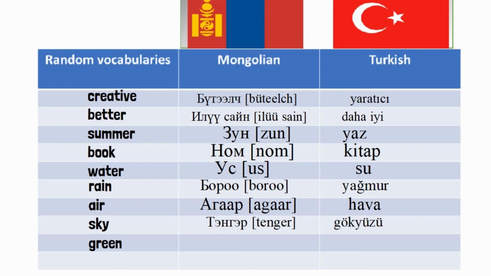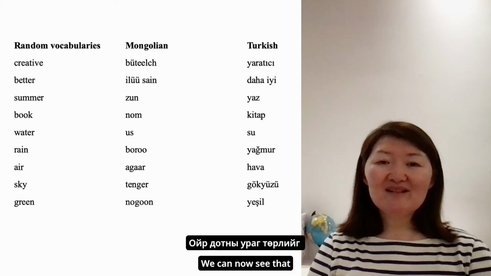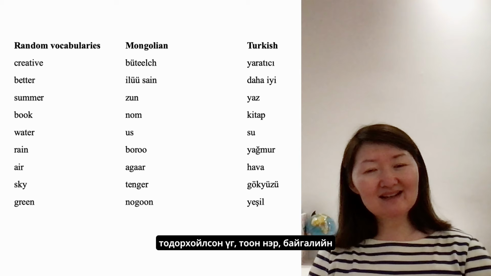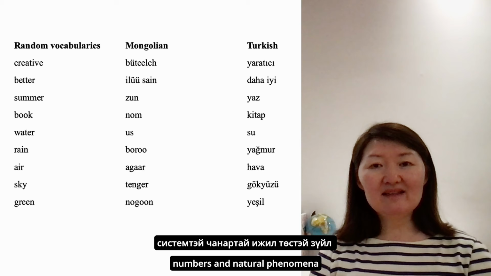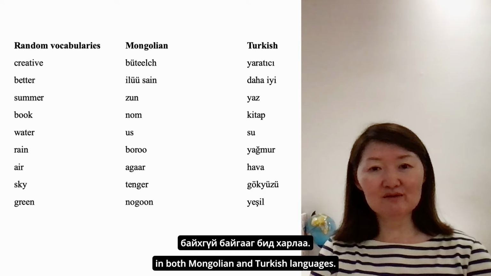We can now see that there are no consistent and systematic similarities in lexical classifications for intimate family words and kinship terms, numbers, and natural phenomena, and other random vocabularies in both Mongolian and Turkish languages.